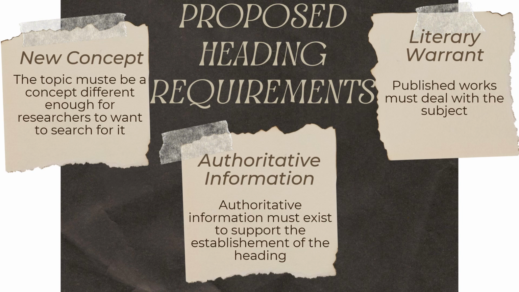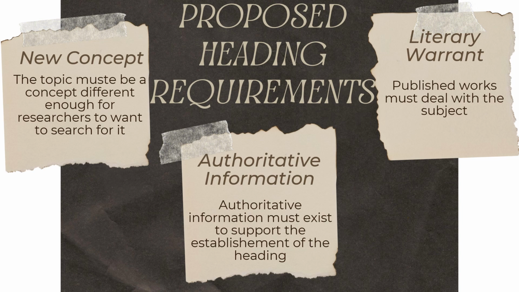And it can be changed and updated. The Library of Congress Subject Authority Cooperative Program, which belongs to the Program for Cooperative Cataloging, accepts requests for changes, updates, and additions to the database. The proposed headings must meet three main requirements. The topic must be a new concept and different enough for researchers to want to search for it.